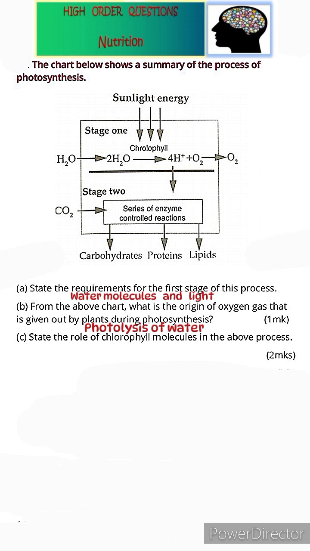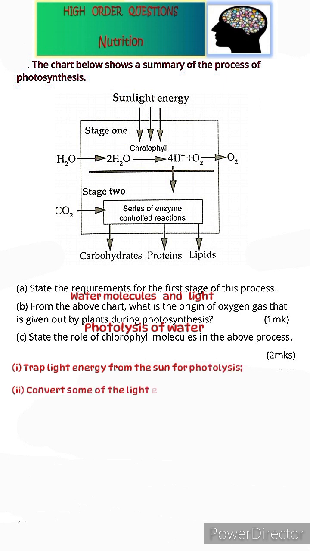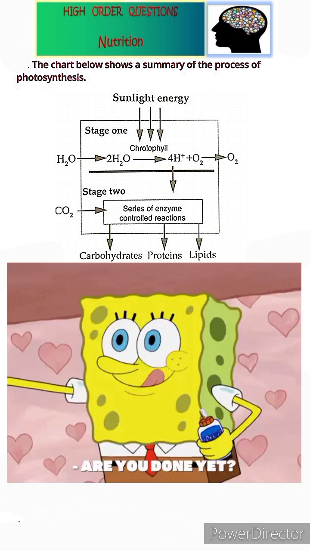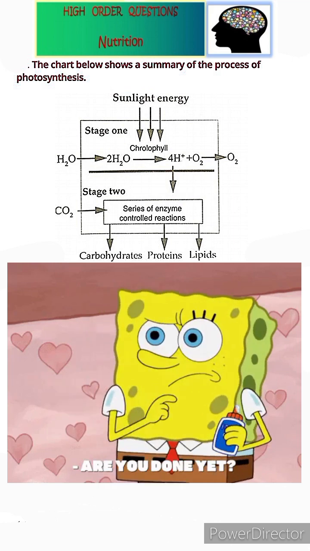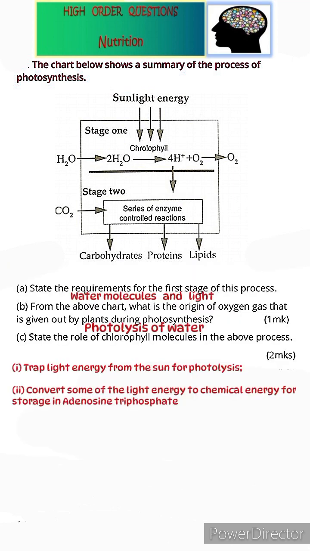C, state the role of chlorophyll molecules in the above process. Chlorophyll molecules trap light energy, which is then used for splitting water molecules into hydrogen ions and oxygen gas. Now, another function is that they trap light energy, which is then converted to chemical energy for storage in the adenosine triphosphate molecule.